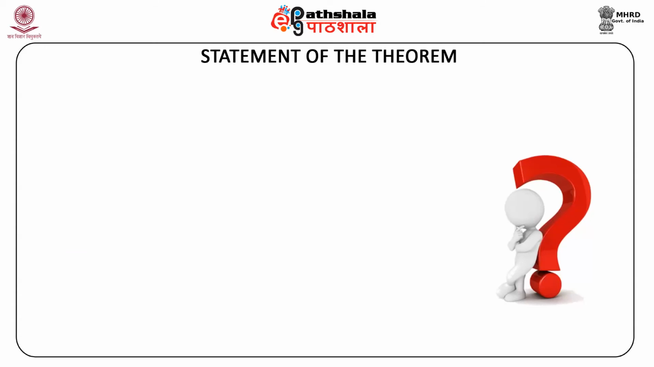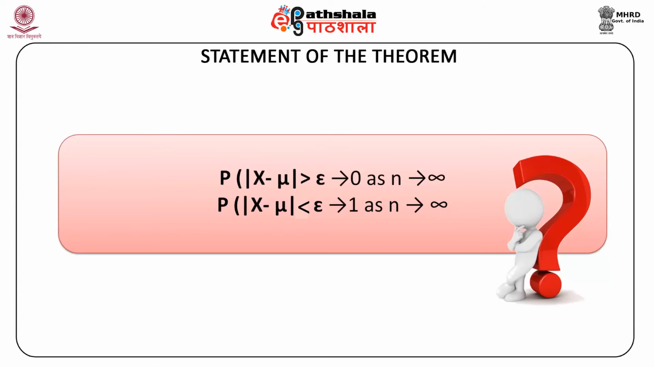Mathematically, it is written as the probability that |X bar - mu| is greater than epsilon tends to 0 as n tends to infinity, and alternatively, the probability that |X bar - mu| is less than epsilon tends to 1 as n tends to infinity. This simply tells that when n is a very large integer, then the probability is very close to 1 for being close to mu or converging to mu. The larger the sample size, the closer the sample mean to the population mean.